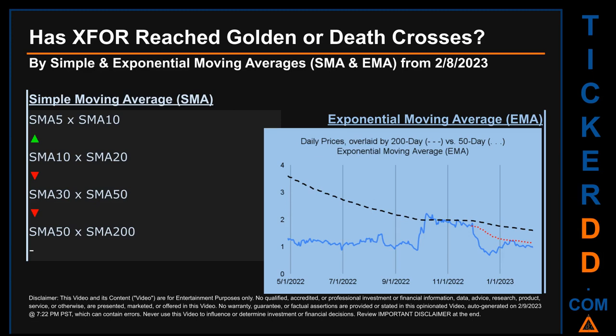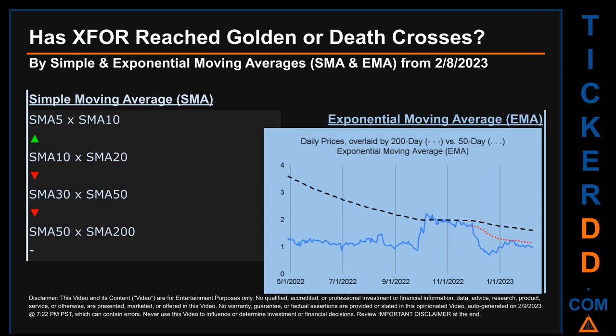Vice versa, a death cross is a bearish signal when the short-term crosses below its long-term moving average. For our opinionated analysis of third-party and abstracted data, we decided to look at both simple moving average (SMA) and exponential moving average (EMA).